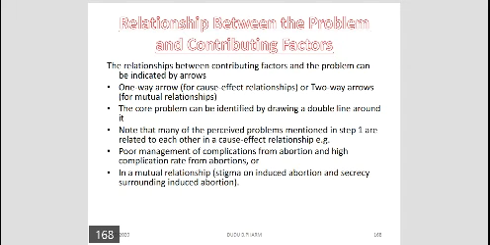So the core problem can be identified by drawing a double line around it. Note that many of the perceived problems mentioned in step 1 are related to each other in a cause-effect relationship. Example, poor management of complications from abortion and high complication rate from abortion, or in a mutual relationship, stigma on induced abortion and secrets surrounding induced abortion.